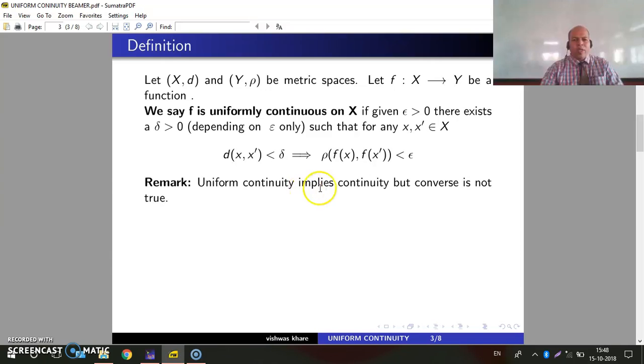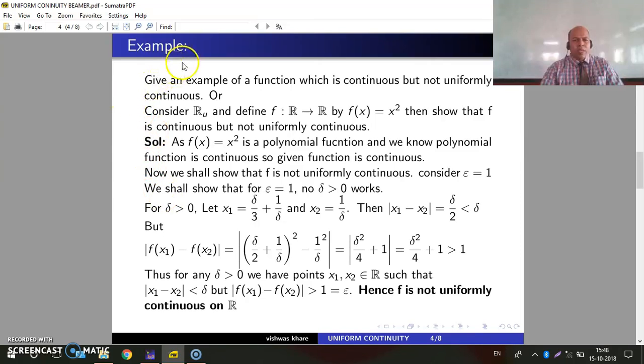Remark: uniform continuity implies continuity, but the converse is not true. Example: give an example of a function which is continuous but not uniformly continuous. Consider R with the usual metric and define f from R to R by f(x) equals x squared. Then show that f is continuous but not uniformly continuous.